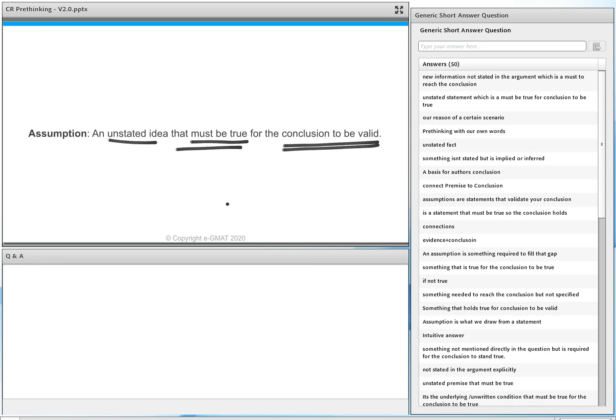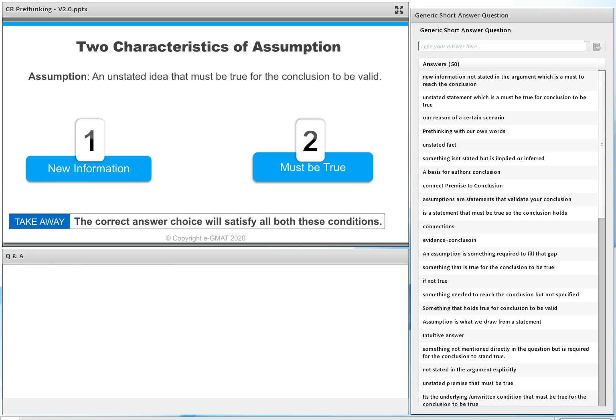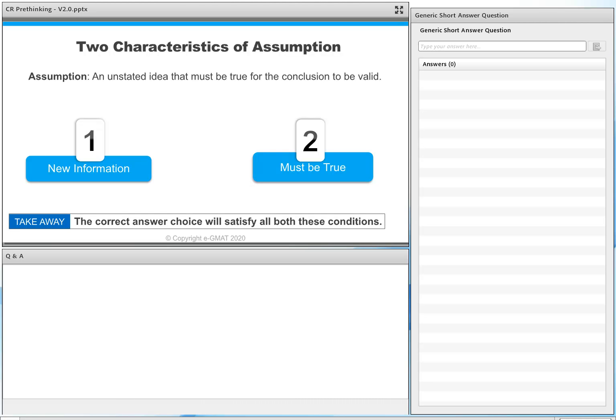And again, at e-GMAT, we're big about visualizing things, and so I'm going to talk about what this means in the context of what we're trying to do. But before that, let's talk about two characteristics that an assumption satisfies. One is it provides new information. This comes from the unstated idea aspect of it. The second thing is it satisfies that must be true condition, and we're going to focus a lot on this must be true condition in this session for the conclusion to be valid.